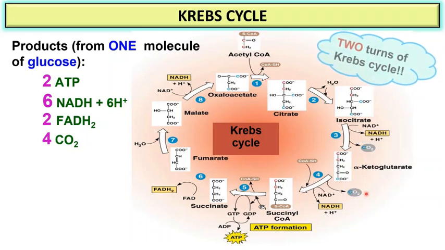Why are there 2 turns of the Krebs cycle? Because for 1 molecule of glucose, it will produce 2 acetyl-CoA during the link reaction. So 1 acetyl-CoA involves 1 cycle. If 2 acetyl-CoA, it involves 2 turns of the Krebs cycle. That is why all the products are multiplied by 2.